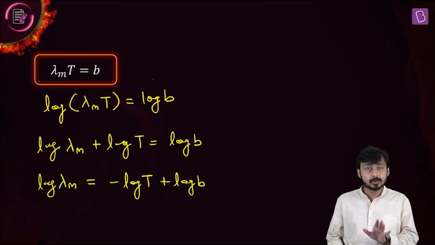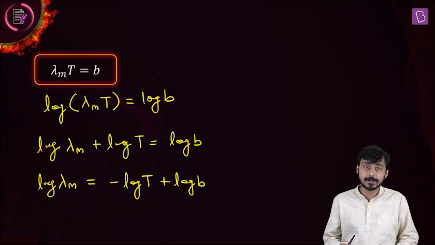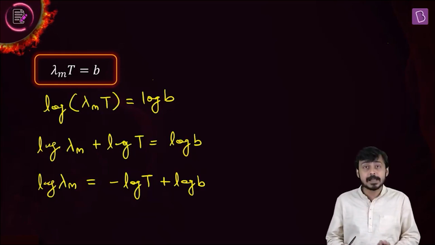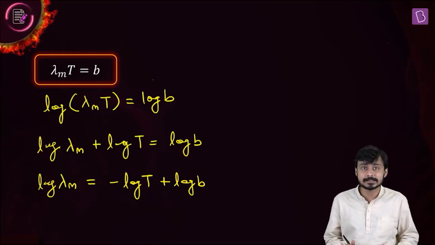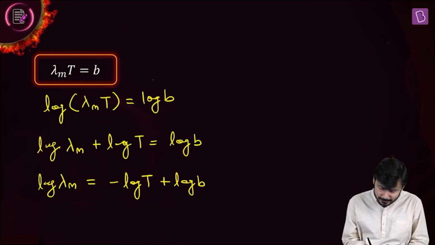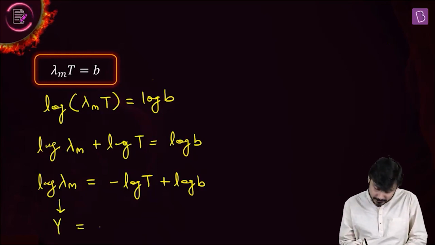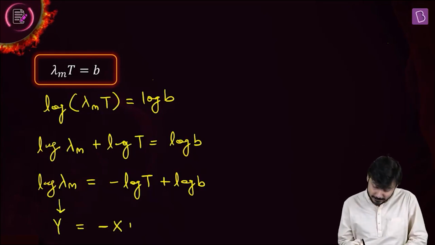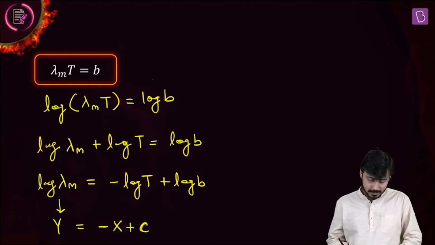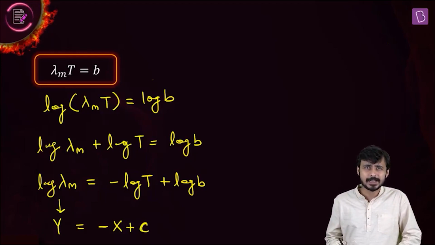If you look at this equation, you want it in graphical format. Why? Because log of lambda m is something you want on the y-axis and log of T is something you want on the x-axis. So for simplification, let me replace log of lambda m with y. So y is equal to minus of log of T, which is x, plus log of B, that is a constant, so plus a constant c, right? y is equal to minus x plus c. Is it the equation of a straight line?